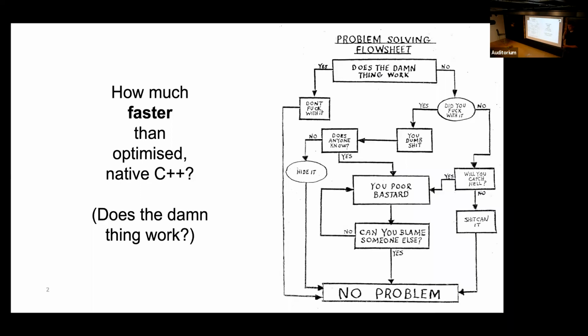If you're an engineer, as most of you are, you must be familiar with some variation of the problem-solving flowchart, and the most important bit is: does the damn thing work? If yes, don't mess with it. Most of the other variations end up in this middle thing. The profanities are not mine, I pulled it off the internet. It boils down to this question of how much faster than optimized native C++, which the previous ad blocker version was written in, can you get? And it touches on: does the damn thing work?